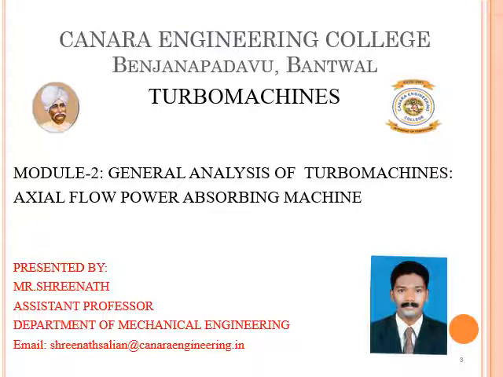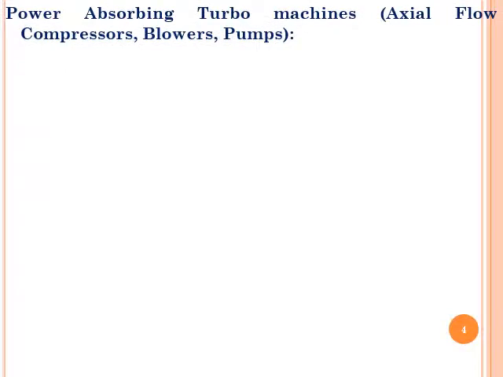Welcome you all. In today's session, we will discuss the general analysis of turbo machines. The first case is the axial flow power absorbing turbo machine. Power absorbing turbo machines consist of compressors, blowers or pumps, but here the condition is that they are axial flow machines.